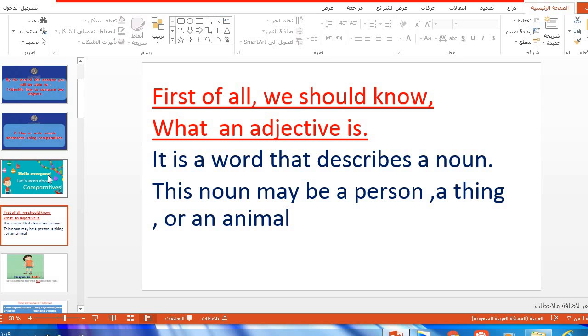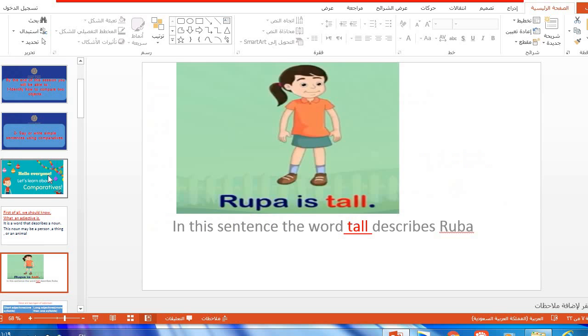First of all, we should know what an adjective is. It's a word that describes a noun. This noun may be a person, thing, or an animal. For example, Europa is tall. In this sentence, the word tall describes Europa.